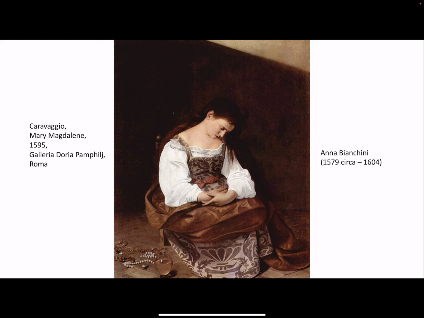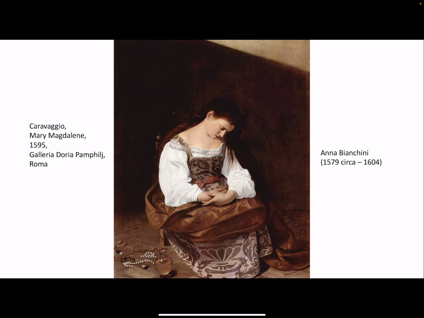It's pretty interesting to see the connection between the life of Jesus, the life of Mary Magdalene, and the life of Anna Bianchini. So, a prostitute from the New Testament and a prostitute from Caravaggio's Rome. But what about the composition of this work?